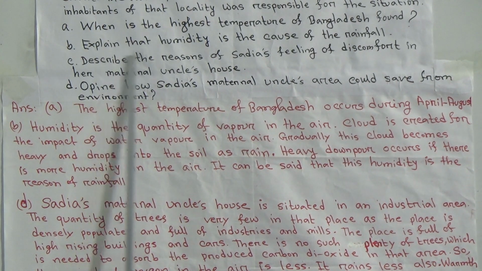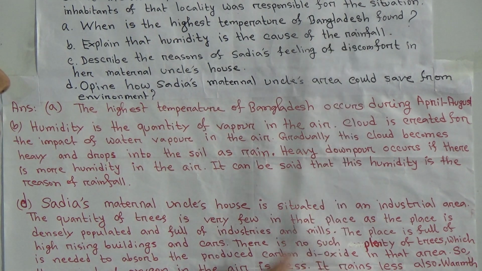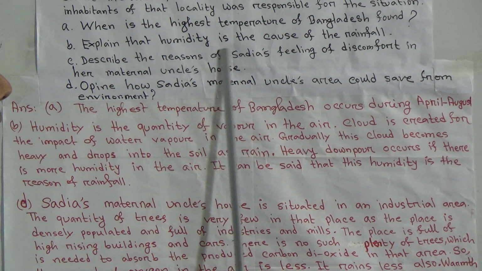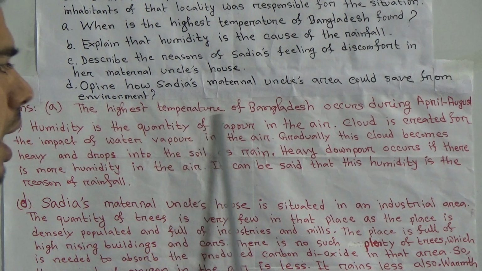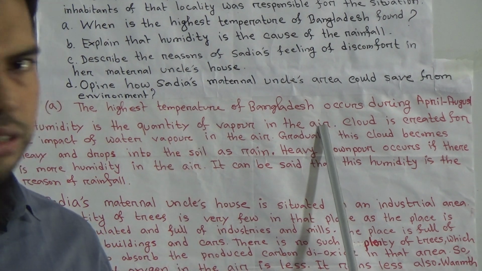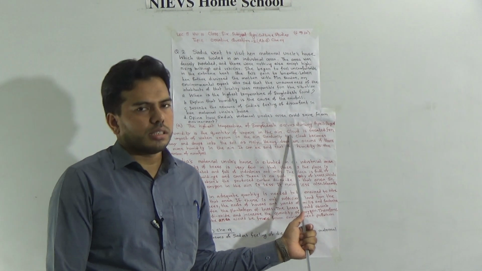Number B, explain that humidity is the cause of rainfall. Okay, it's the B number question. Listen carefully, in question number A, you must write a full sentence. You can't write a single word. You have to write a full sentence.